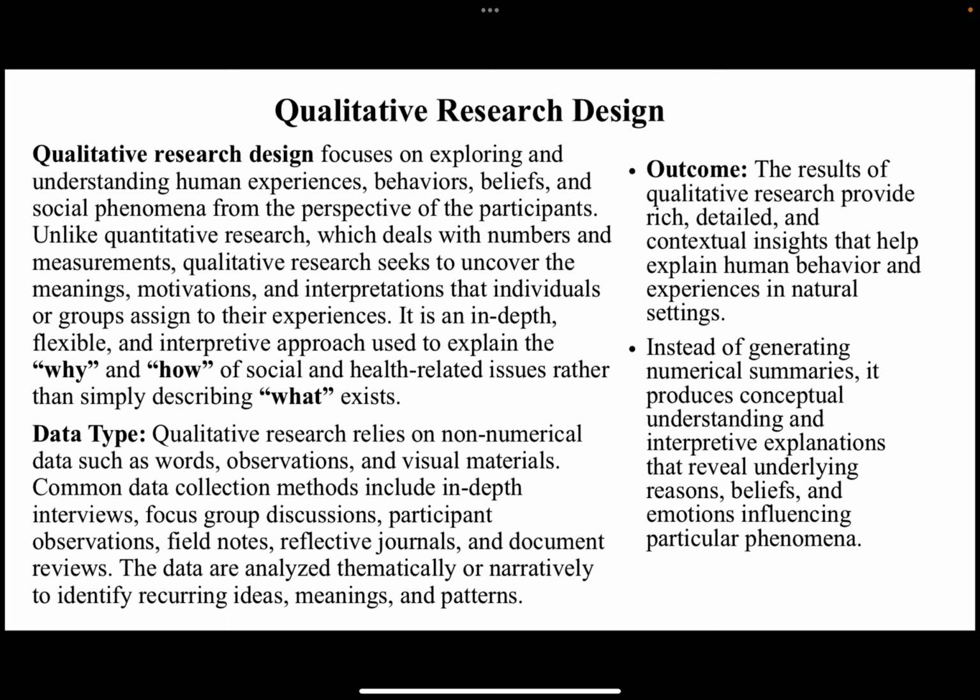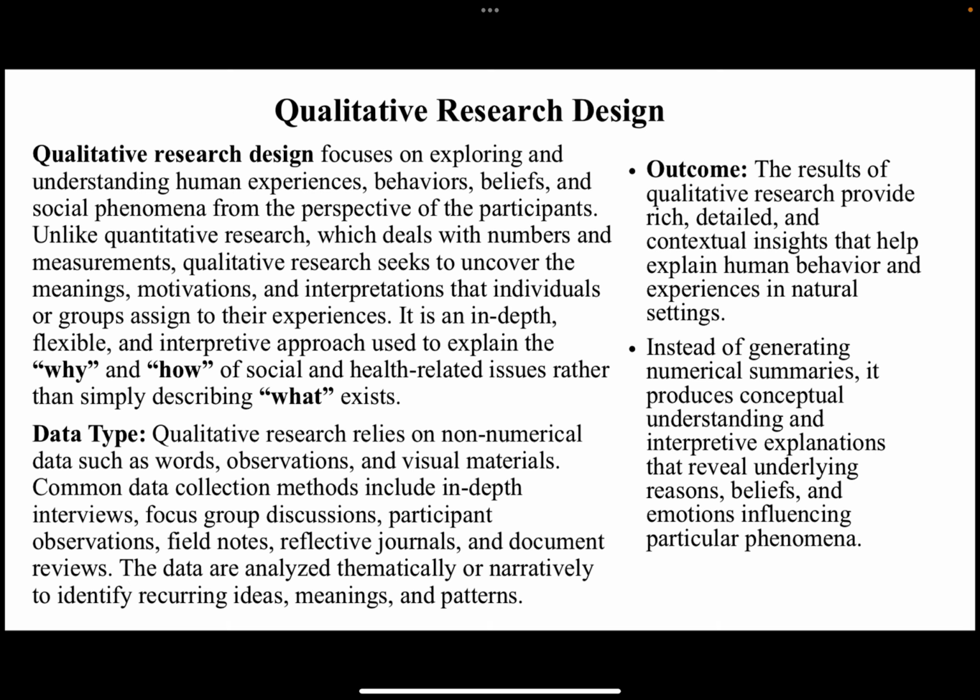Qualitative focuses on the why, the reasons. You really want to understand the reasons behind the occurrence of a certain phenomenon. You get the why and the how, the reason why certain things occur, okay, in certain groups or in certain populations. Then the best design to adopt is qualitative research design.